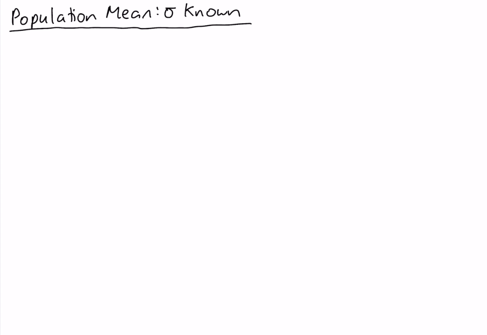We're going to look at hypothesis tests of the population mean when the population standard deviation, sigma, is known. So just like in confidence intervals, when we're doing hypothesis tests about the population mean, we have a sigma known case and a sigma unknown case.